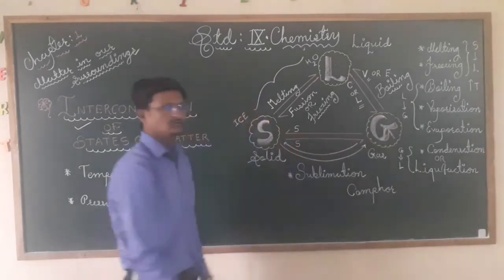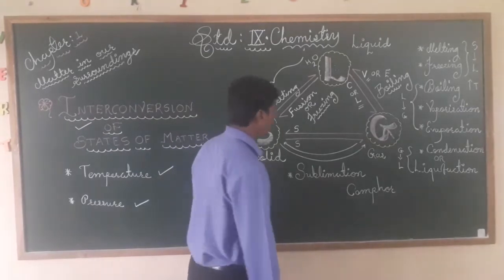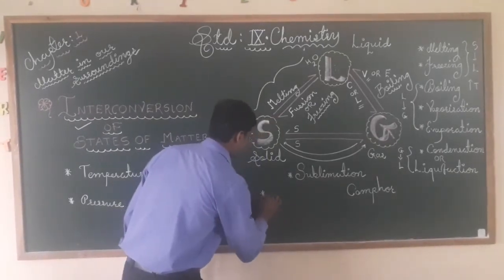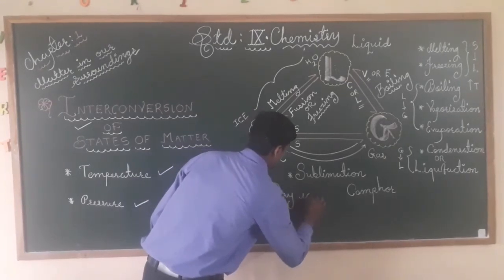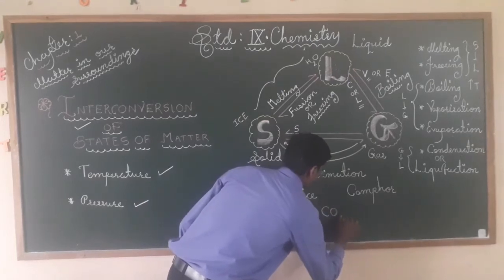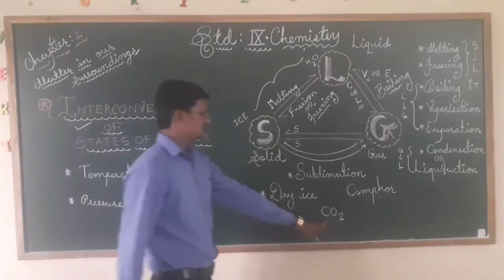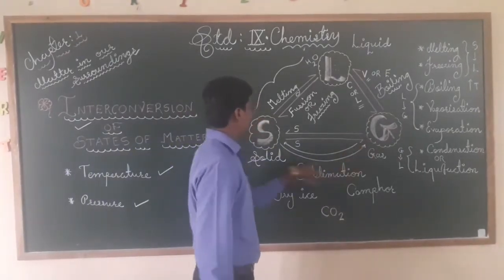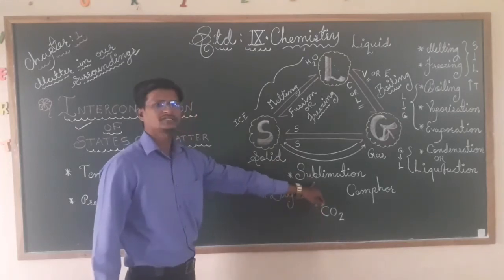Now sometimes it happens that gas converts directly into solid. If you know dry ice, that is CO2. Dry ice is CO2. So gas converts directly into solid. That is also one of the processes we call sublimation.